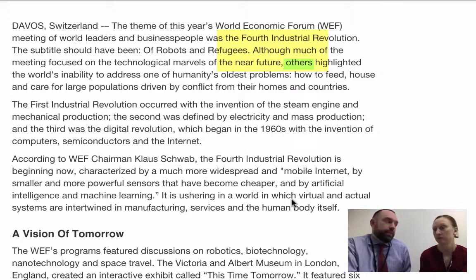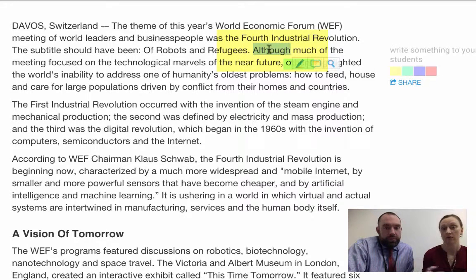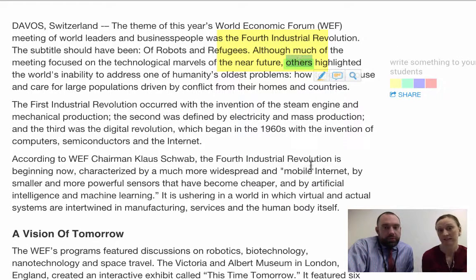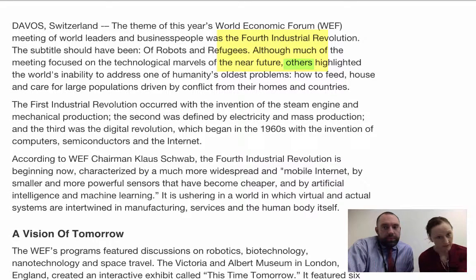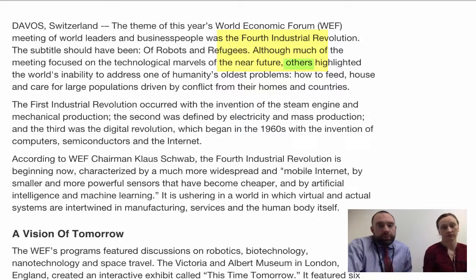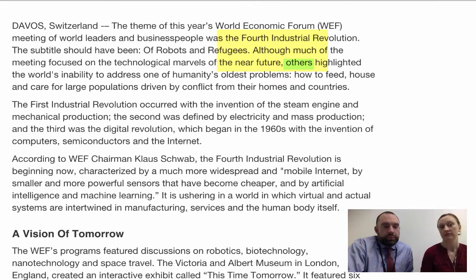Okay, so again, I saw although and then others. So they're showing you that there is one side that focuses on the technological marvels, which are the good things, but then there's also the others that highlighted the inability to be able to do it. So you see right from the beginning, they're showing you that there's going to be one side that shows you almost the pros, and then the other side that shows you the cons of this.